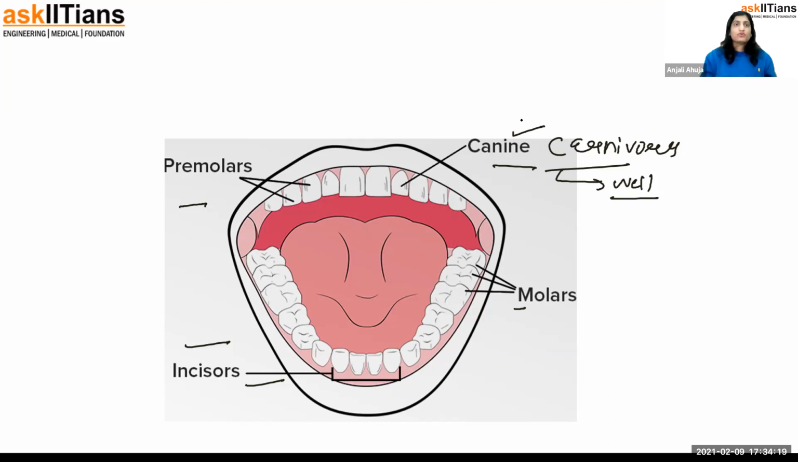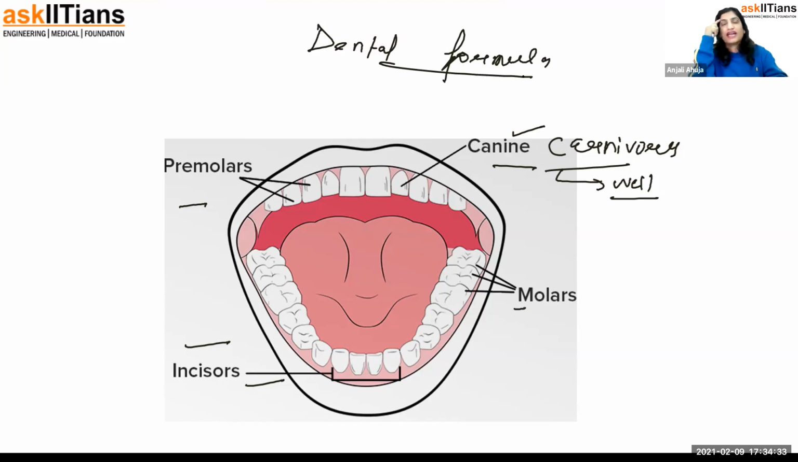There is a thing known as the dental formula. Dental formula means the dentition, the arrangement of teeth. We write all the teeth types in a proper formula so that we can understand the dentition. That is a proper way to define it.